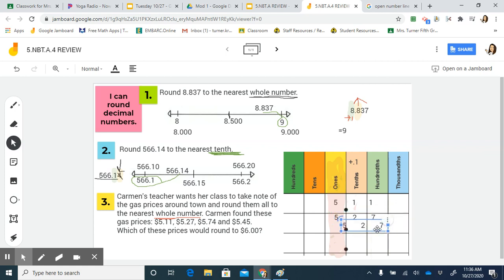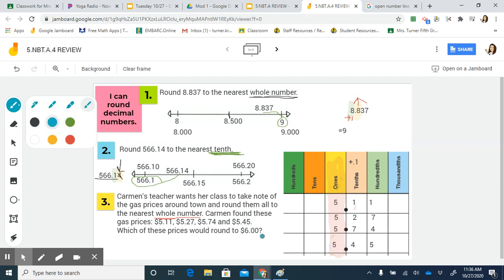And then we have 5 and 7/10 and 4/100. And then we have 5 and 4/10 and 5/100. Inputting all of these into my place value chart, and then I keep thinking which of these would round to 6. Okay, so I'm trying to round up to the next 6, so I really need to be looking in this place value, and I'm really just going to use that one.